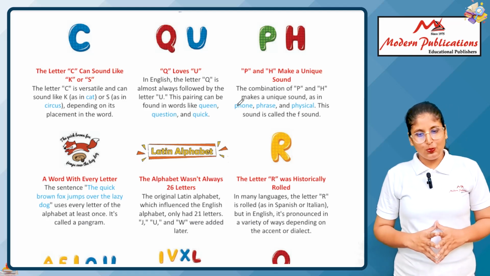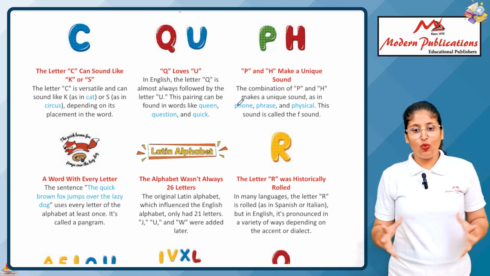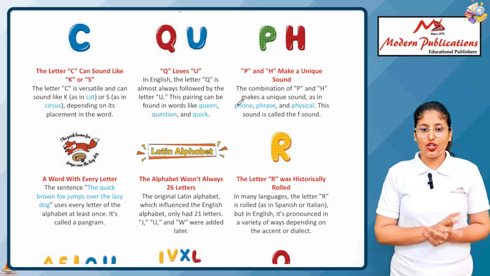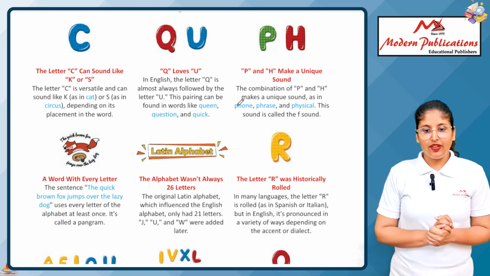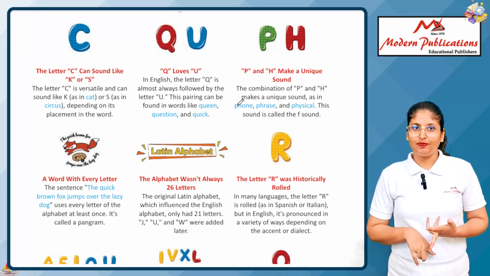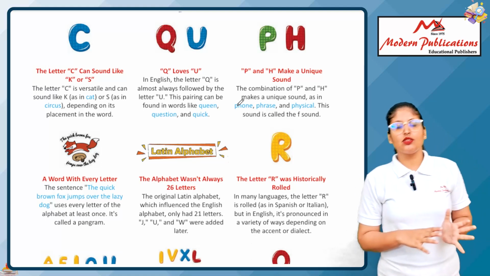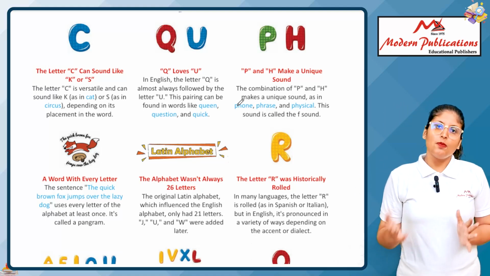Q loves U. In English, the letter Q is almost always followed by the letter U. This pairing can be found in the words queen, cushion, and quick. Okay, so the letter Q comes before the U.